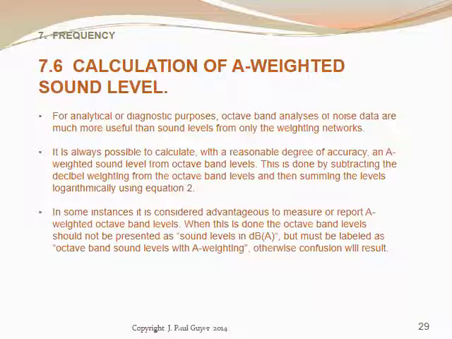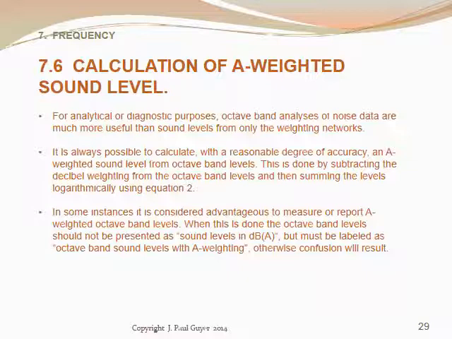For analytical or diagnostic purposes, octave band analyses of noise data are much more useful than sound levels from only the weighting networks. It is always possible to calculate with a reasonable degree of accuracy an A-weighted sound level from octave band levels. This is done by subtracting the decibel weighting from the octave band levels and then summing the levels logarithmically using equation 2.